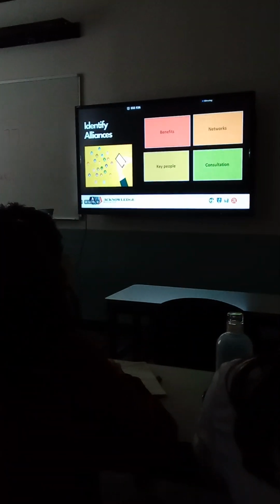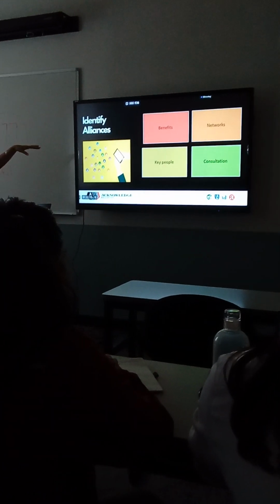Okay, so alliances, who could they be? We need to identify the benefits. Most of our alliances will come from our professional networks. Yes. So we know in our community who does what, what services are available, and how we can work together. We need to identify the key people. As I mentioned, in Aboriginal communities, you always go to the elders first. In the local community, you might go to an older person or a person who's politically active in the area, what people know. And then, of course, there's that whole consultation.